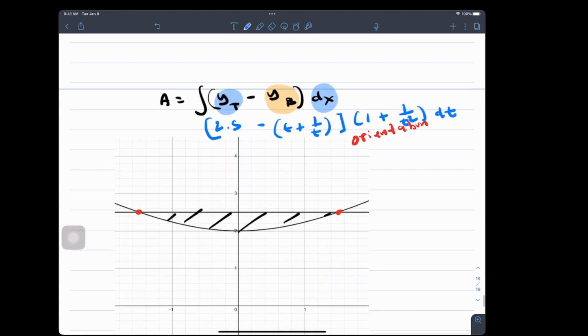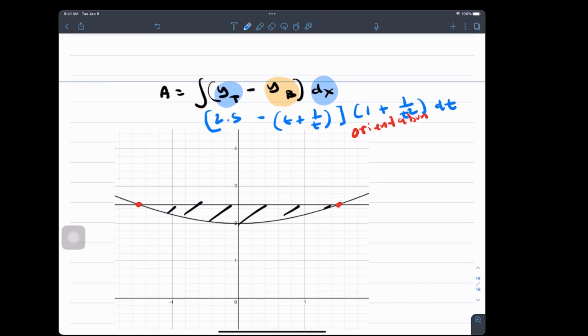So I want you guys to do that, and then double check your orientation on how you integrate that. You want to do it in terms of t.